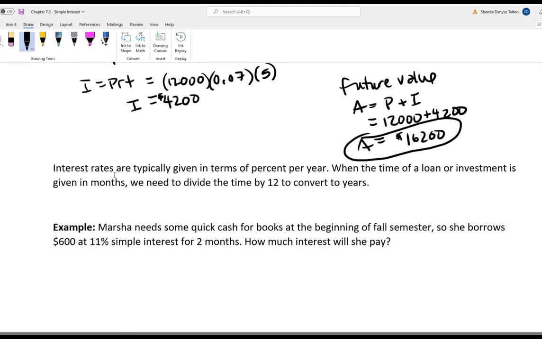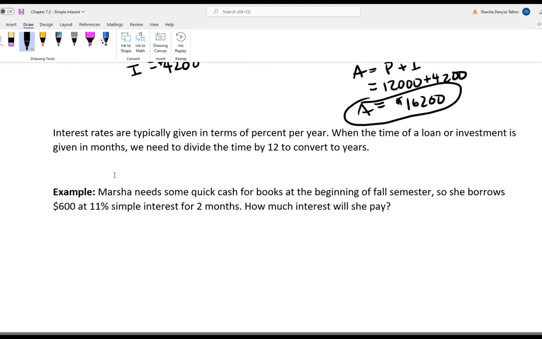Interest rates are typically given in terms of percent per year. When the time of a loan or investment is given in months, we need to divide the time by 12 to convert to years. So in this problem, Marcia needs some quick cash for books at the beginning of fall semester, so she borrows $600 at 11% simple interest for 2 months. How much interest will she pay?